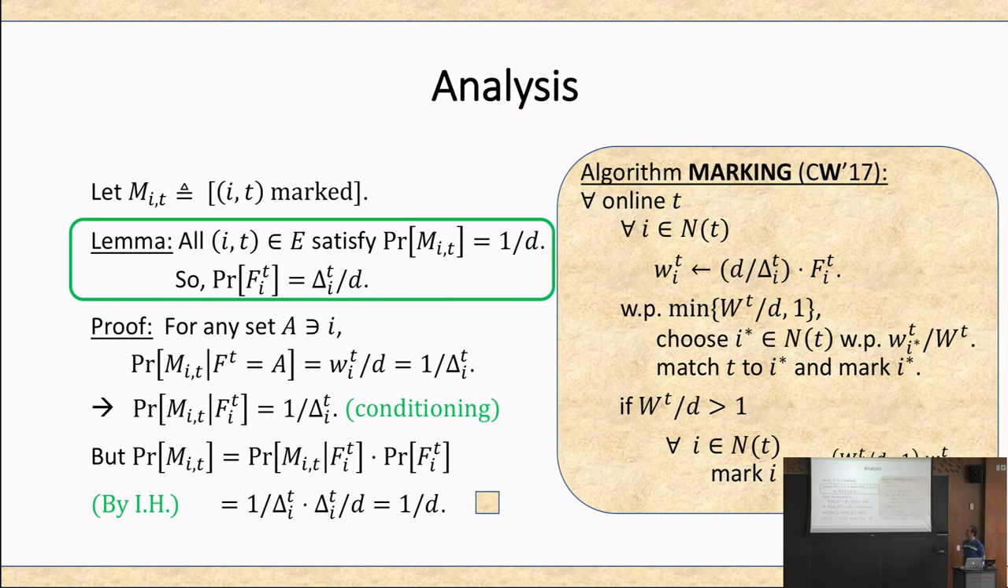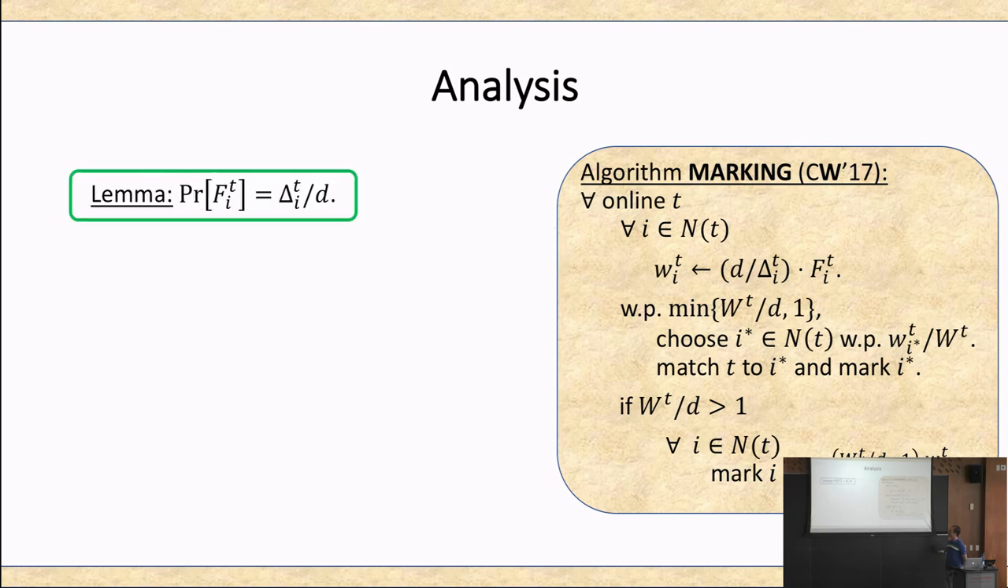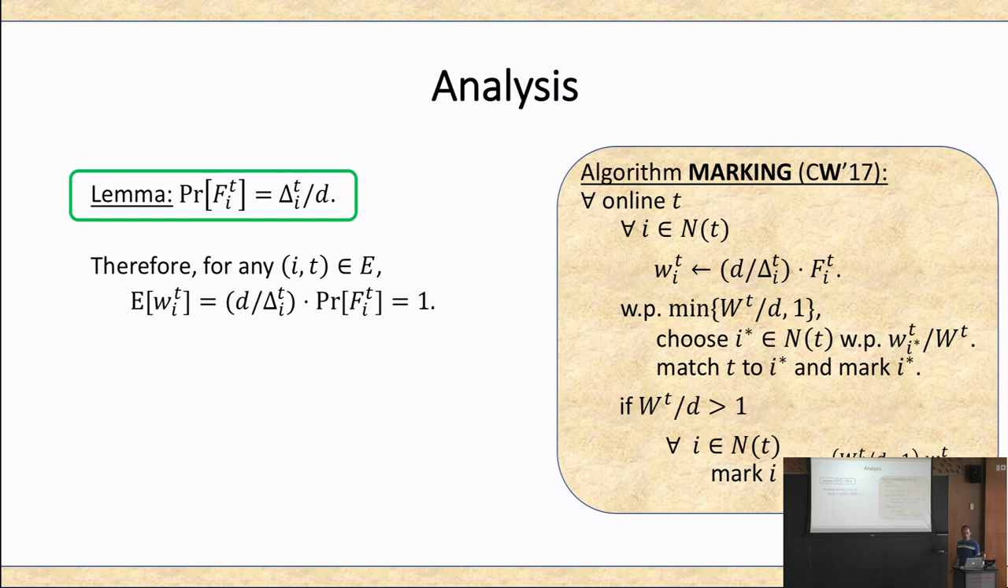Sure. All right. So we're not going to talk about this indicator MIT anymore. So let's just use this part of the lemma. The probability of I being free by time t, we claim, is delta ti over d. Therefore, for any edge IT, the expected weight is exactly 1. This was chosen exactly to be 1 over delta ti, 1 over the probability of I being free at time t. So this and this cancel out.